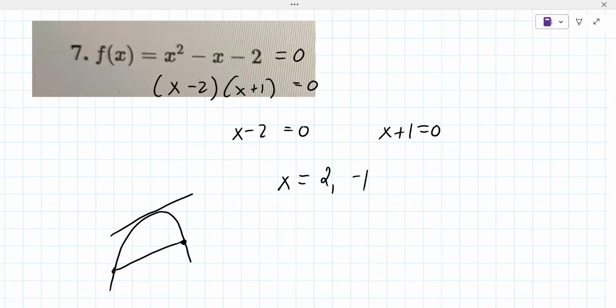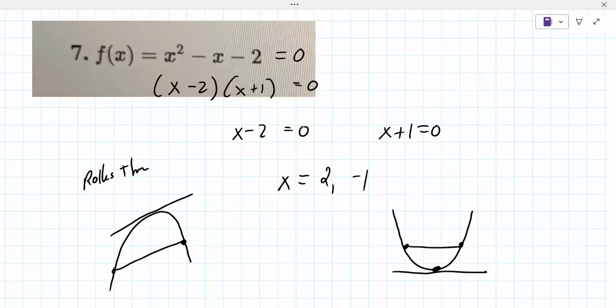Secant line. That's Rolle's theorem. Okay, now in this case, the two intercepts are right there. So there's somewhere in between them, actually this one opens up, where there's a horizontal tangent. Not necessarily right in the middle, but somewhere in between them is the idea.